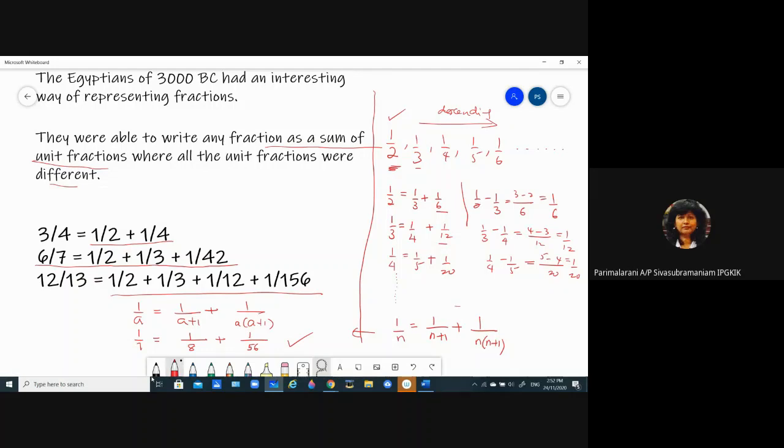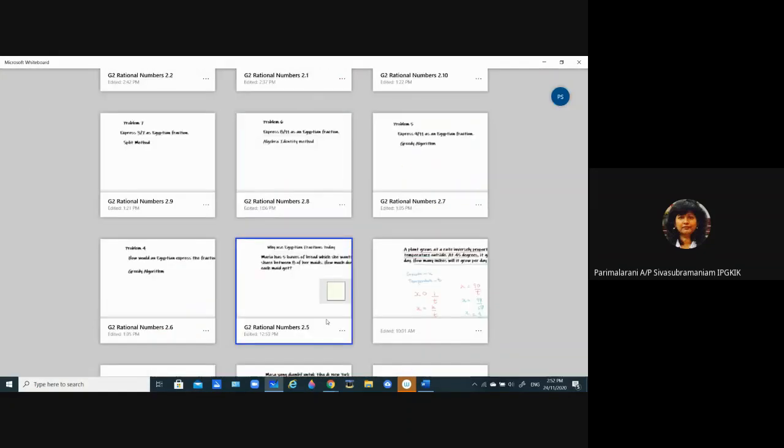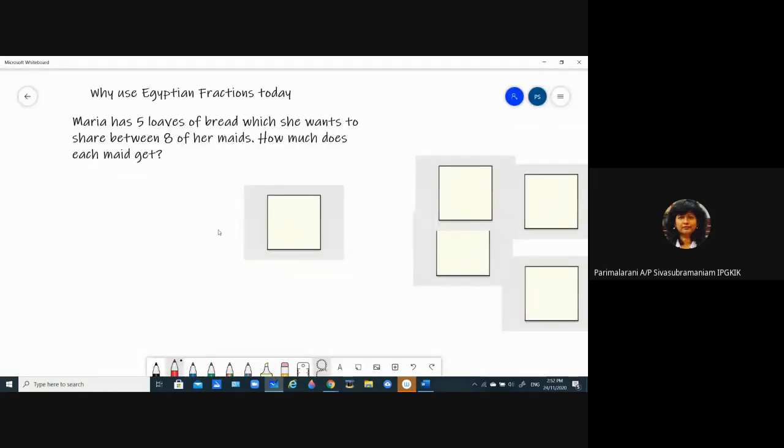Okay, so this is what Egyptian fractions are all about. Egyptian fractions are how you can write fractions as a sum of unit fractions only. They don't use other fractions. Why do they do that? Let's see one reason why we use Egyptian fractions. Egyptians used unit fractions in their daily life. For example, Maria has 5 loaves of bread which she wants to share between 8 of her mates. How much does each mate get?